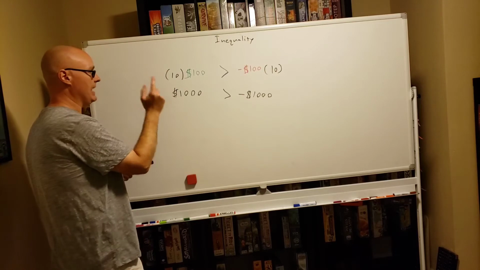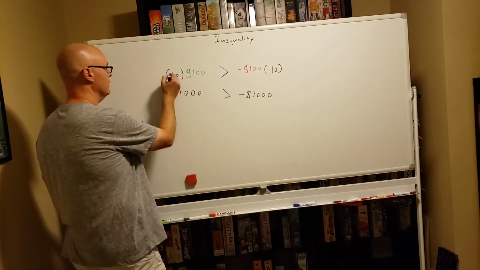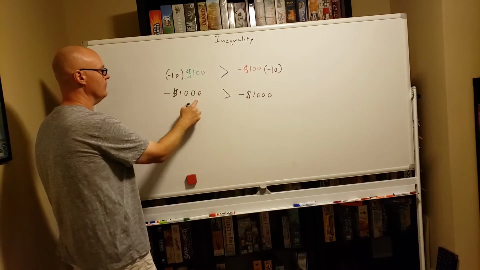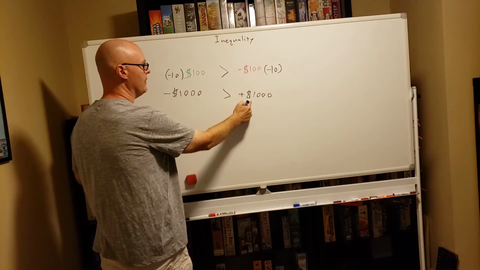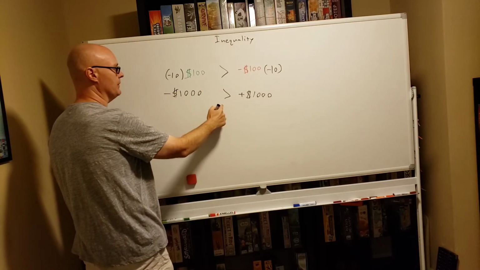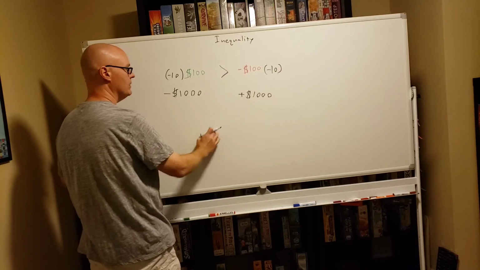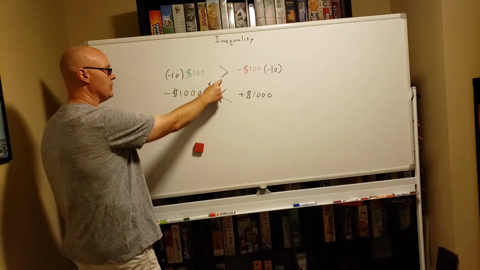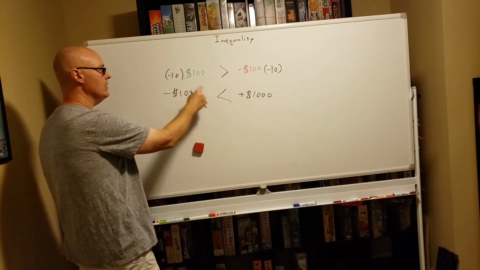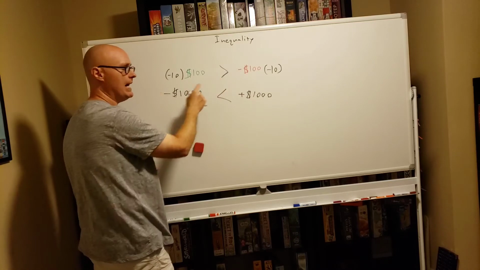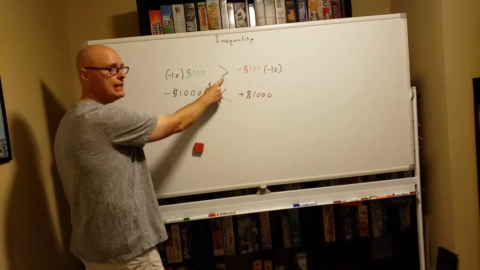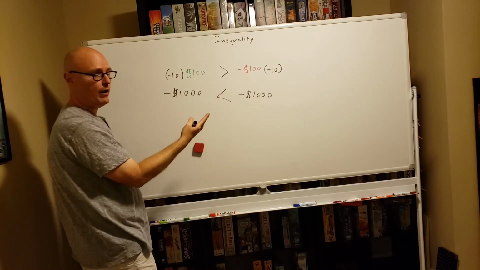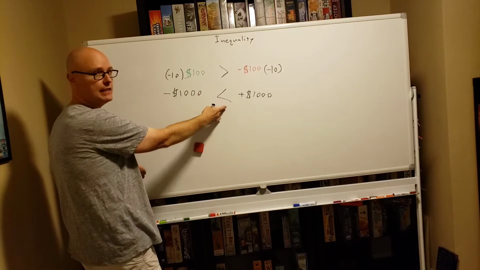If I multiply this by negative 10, though, now I have negative 1,000 and positive 1,000. This is no longer true. I have now changed my inequality. I've gone from a greater than to now a less than. So when I multiply both sides by a negative number, I must flip the inequality. The same is true for division. If I divide both sides by a negative quantity, then I've got to flip this inequality.